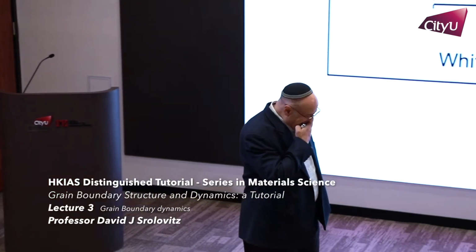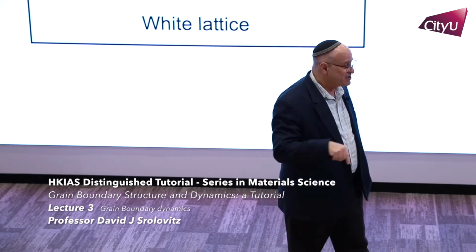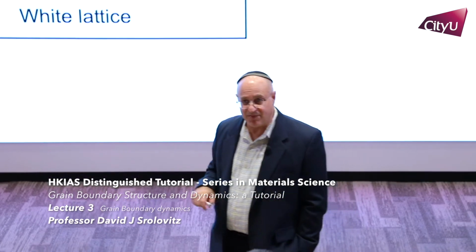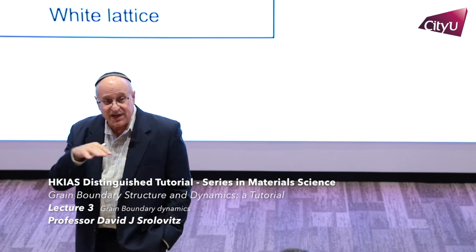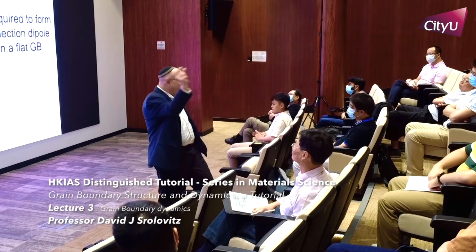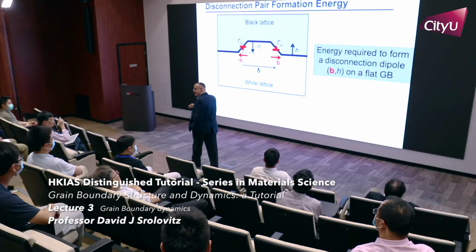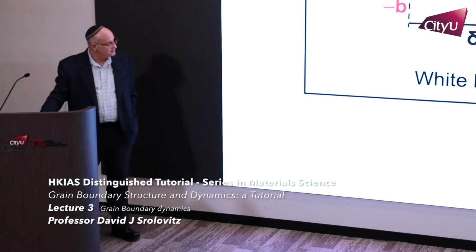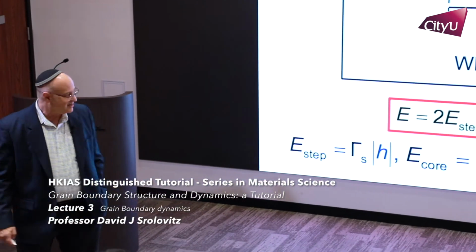Okay? So what I'm going to talk about now is how much energy does it cost to put a disconnection dipole or a pair into the grain boundary. So I'm not telling you what the energy of the grain boundary is. I'm telling you how much extra it is when I put in that disconnection pair. Okay? So that energy has three parts.